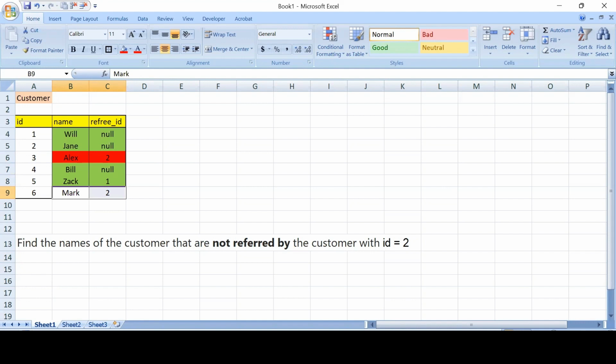What are we asked by the question? Not to report the name of those customers who are referred by ID number 2. So we color Mark's name with red because he cannot be produced in the output. And so looking at this table, which names will go in the output? It's very simple. Will, Jane, Bill, and Zach, right? As per my understanding of this question, these are the 4 names that will be produced in the output. What do you guys think? Is this the correct output?